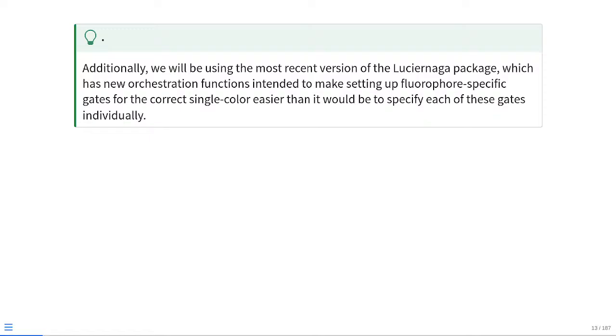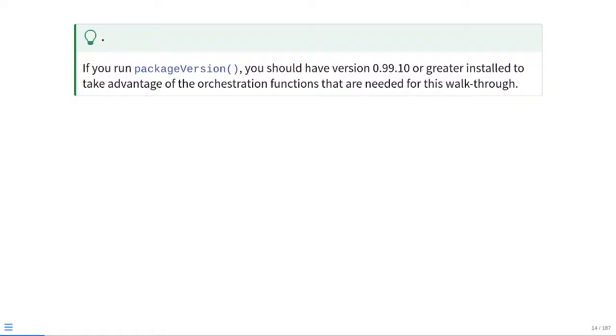So additionally, there were also some changes that were made to the Luciernaga package. Namely, a lot of what we will be doing today is those new orchestration functions that are intended for setting up the flow for specific gates that would allow you to correct for the single colors way easier, compared to specifying those gates individually, which was the old way of doing this. So we'll also need to install the updates for the Luciernaga package. If you run the packageVersion on the actual Luciernaga package, it should be at least 0.99.10 or a greater version than what we currently have to be able to get to these orchestration functions.